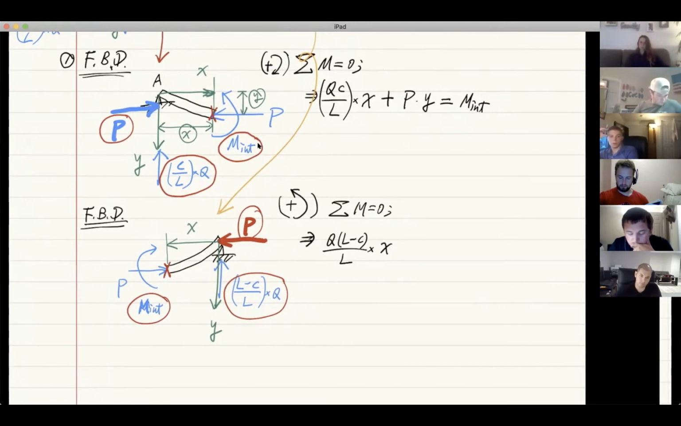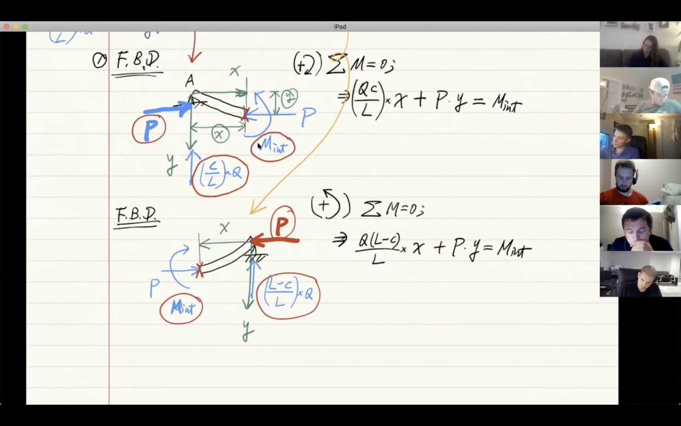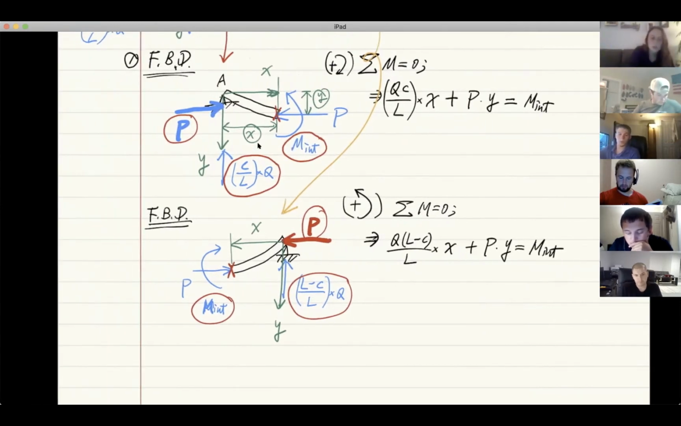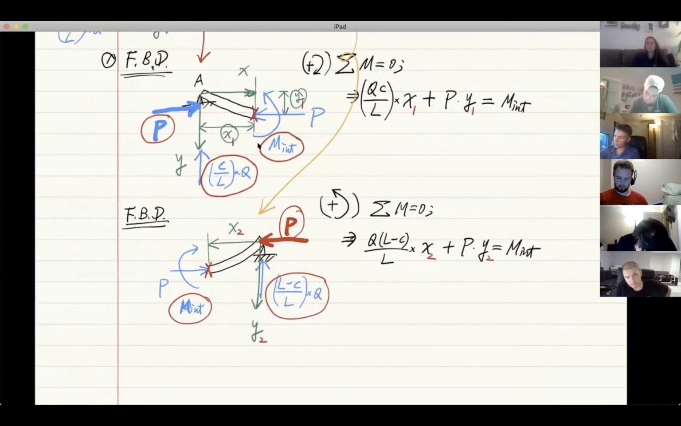So, coming back to this equilibrium, this will become Q times L minus C over L times X plus P times Y equals M internal. Of course, the X we have here is actually X1, and the X we have here is actually X2. So we can make this distinction: this is X1, Y1, and this is X2, Y2, because we changed the coordinate reference system. We have two different regions, one right here, the other right here. That's why one of them is X1, the other is X2.